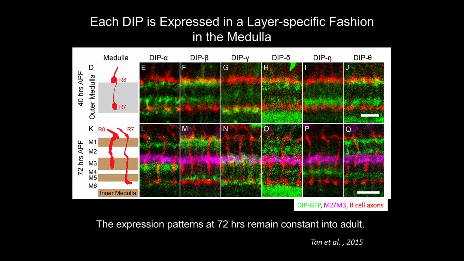There are, as I said, 11 DIPs. We have reagents for studying 9 of them. We'll get the other 2. And we've done the analysis of 8 of them, and I've shown you the expression of 6 of them here. And what was really striking to us is that they're expressed in a layer-specific way.